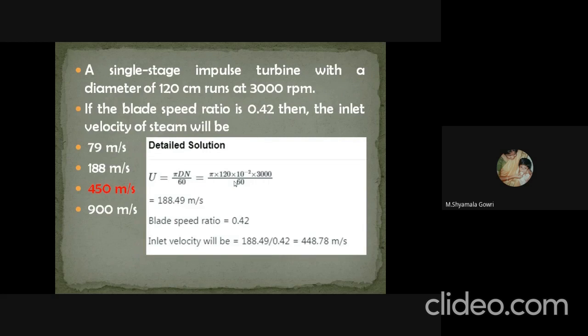A single stage impulse turbine with the diameter of 120 centimeter runs at 3000 rpm. If the blade speed ratio is 0.42, then the inlet velocity of steam will be: U equal to pi D N by 60. Here D is the diameter, 120 into 10 power minus 2 for converting centimeter into meter, and speed is 3000. U equal to 188.49. The blade speed ratio is given as 0.42. So the inlet velocity equal to 188.49 divided by 0.42, which is 448.78. Around 450 meter per second.